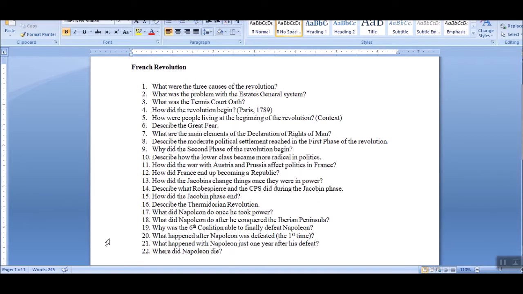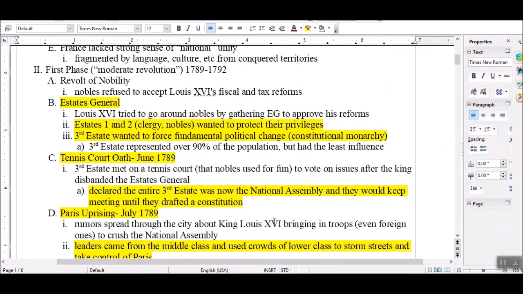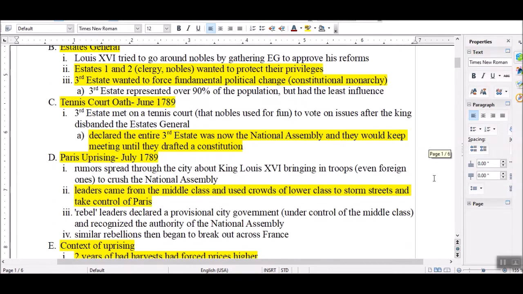Number 3, what was the tennis court oath? That is when the third estate ended up meeting and deciding that they were now the National Assembly and that they were going to draft a constitution.